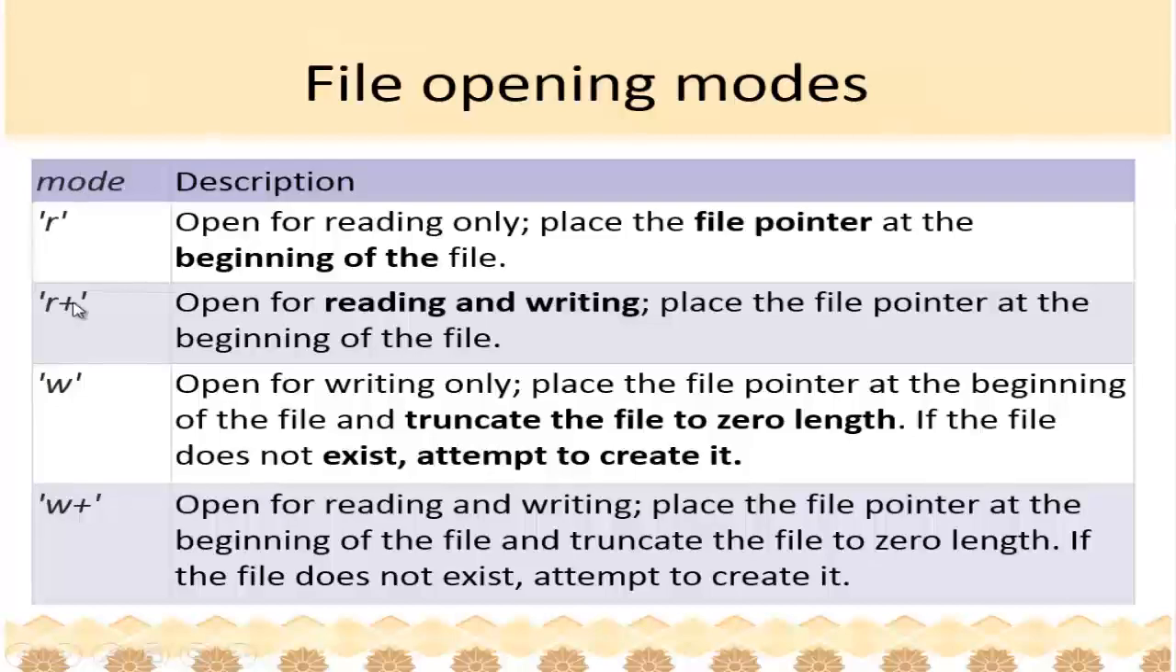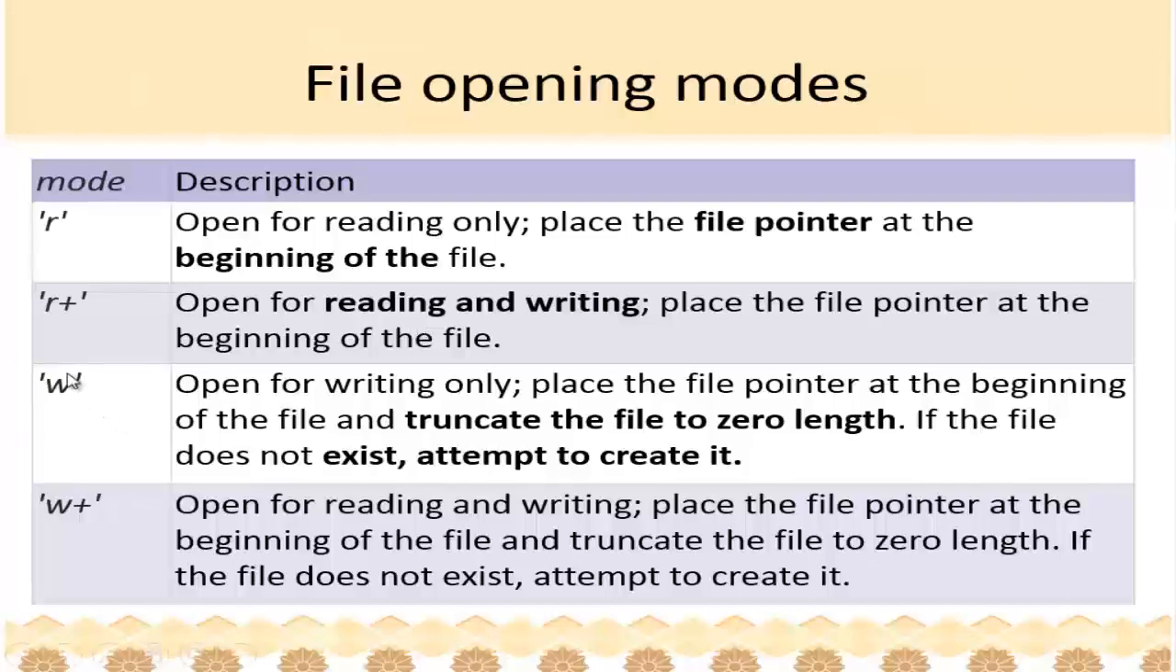The difference between R and R plus is that R is meant only for reading, whereas R plus is reading plus writing. W is meant only for writing, W plus is for reading as well as writing. When you put this plus, it just means it's the other way around. When you use R as a mode, the file will be opened in read only mode and you will not be able to write to it. If you want to write, then you can go for R plus or W plus.